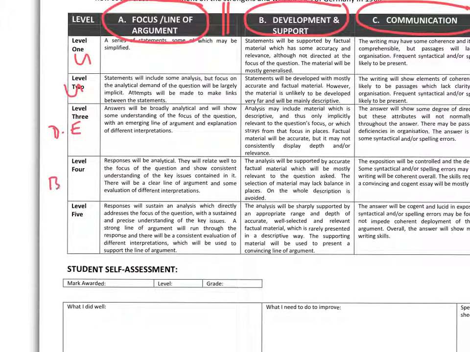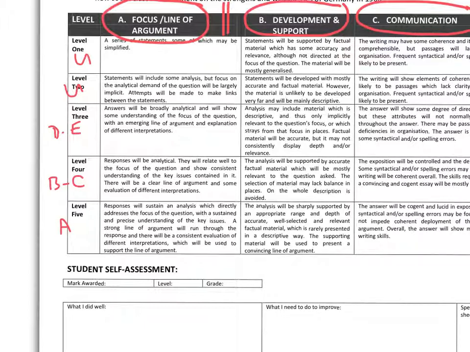B to C range for level 4, and level 5 is moving into grade A. The upper end of a grade A, remember, if you get in the top 10%, is an A starred. So, starting at the level 1 and working our way through, focusing in on the line of argument.